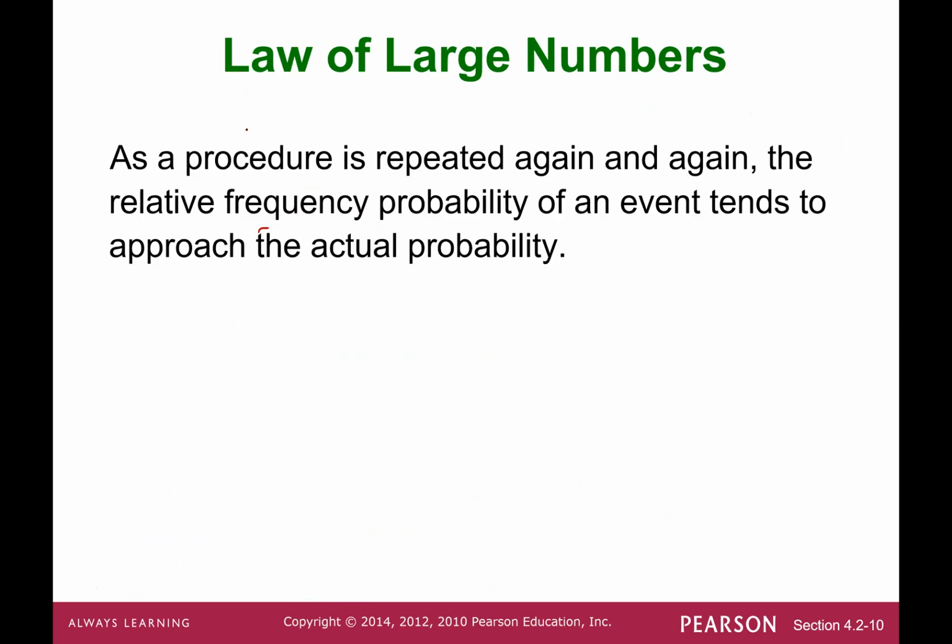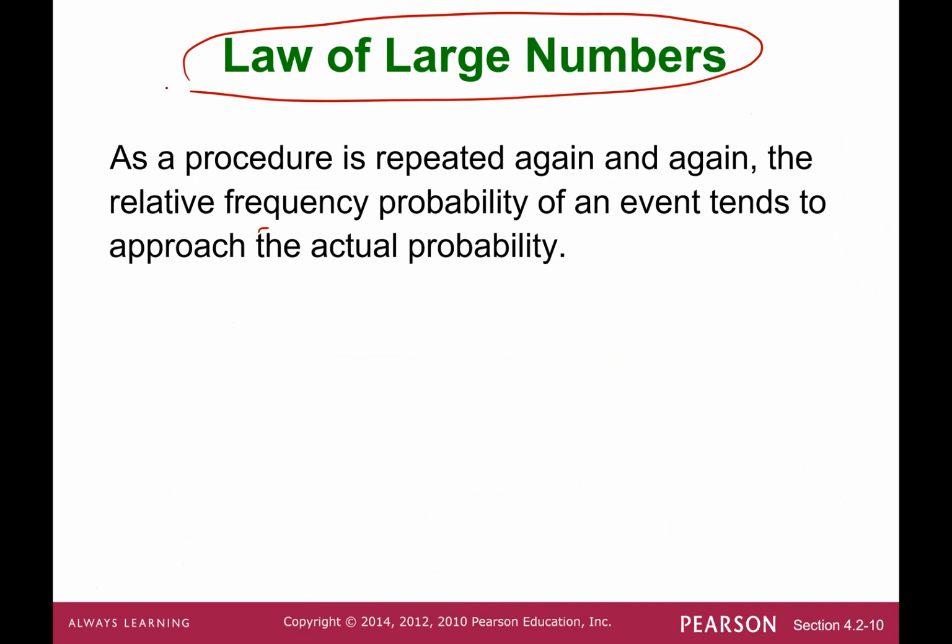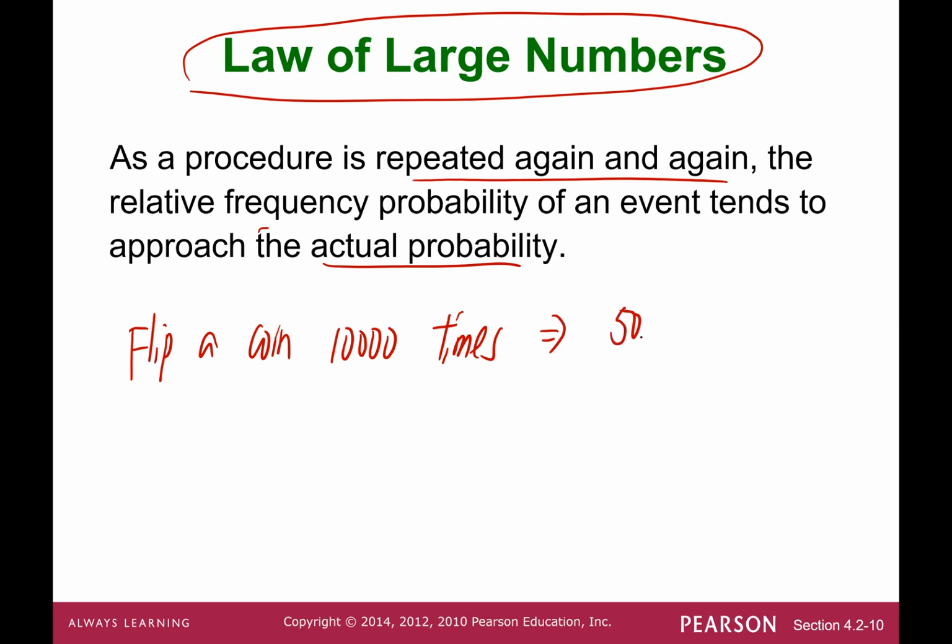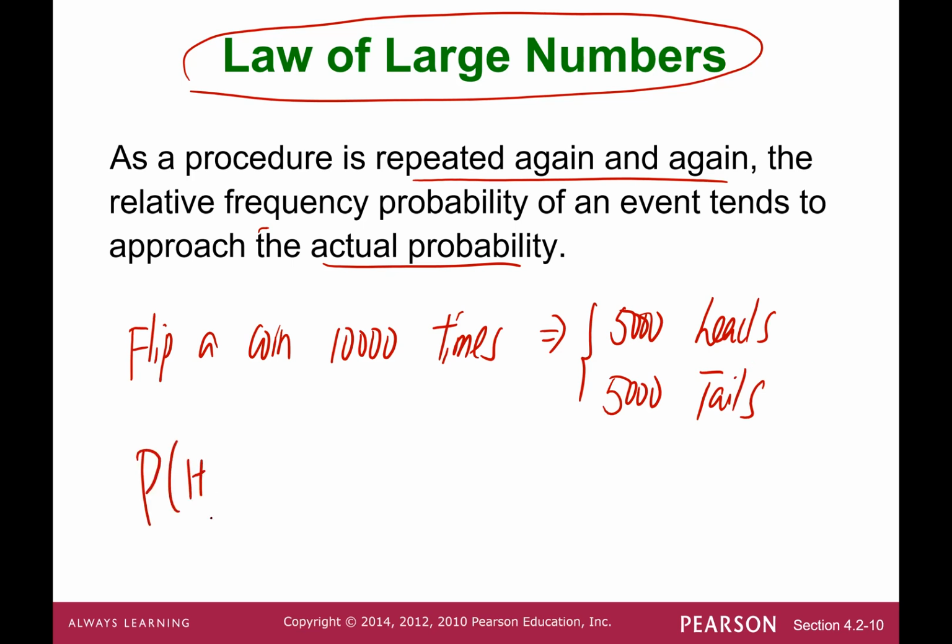Another important empirical experience is the law of large numbers, meaning if a procedure is repeated a large number of times, you can repeat again and again, the relative frequency probability of an event tends to approach the actual probability. So think about flipping a coin 10,000 times. Most likely you will get 5,000 heads, 5,000 tails. And we know that the probability of head has to be 50%. This is the essence behind the law of large numbers, meaning when you repeat this procedure many times, your approximation becomes the actual probability.